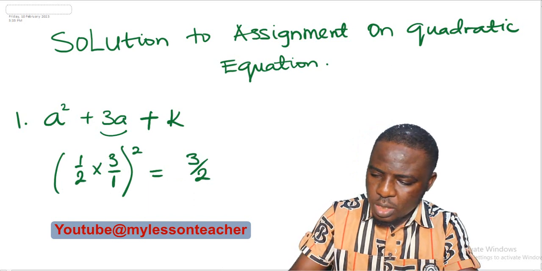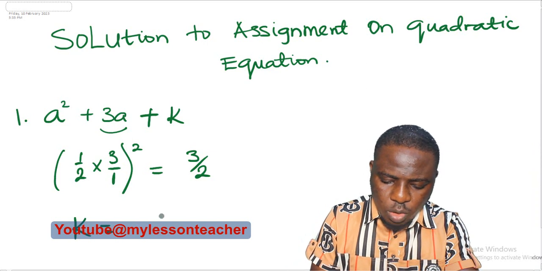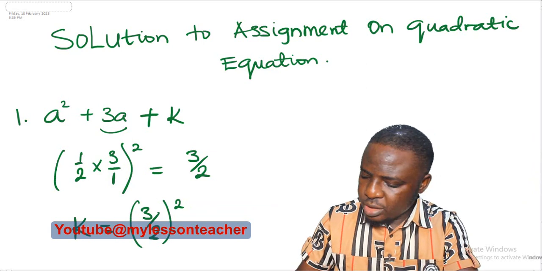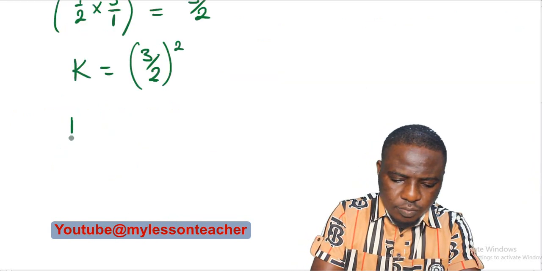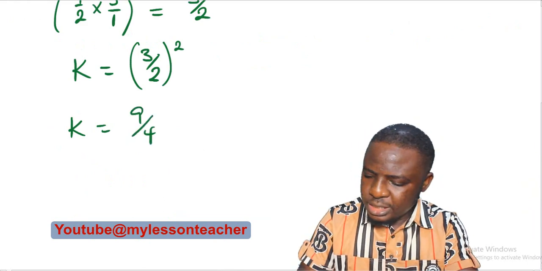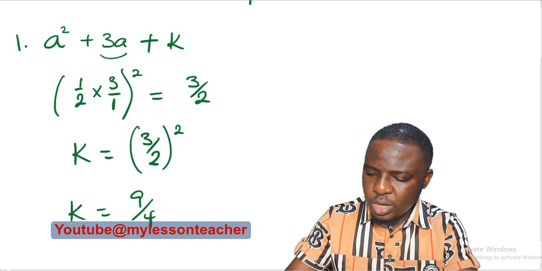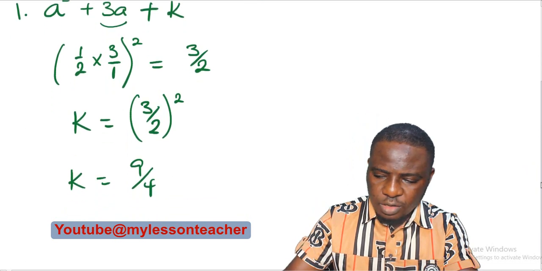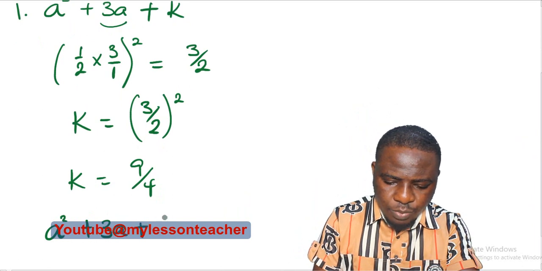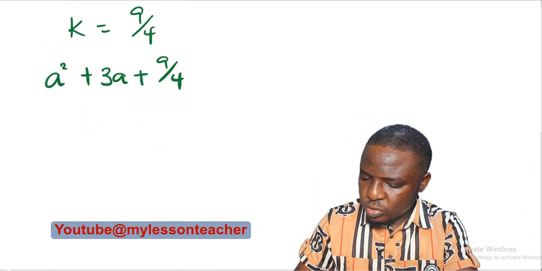So this is equal to 3 over 2, and k is equal to 3 over 2 squared, and 3 over 2 squared is equal to 9 over 4. So 9 over 4 is that term which when added to a squared plus 3a makes it a perfect square. And the question says we should therefore factorize. So we have a squared plus 3a plus 9 over 4 to factorize.